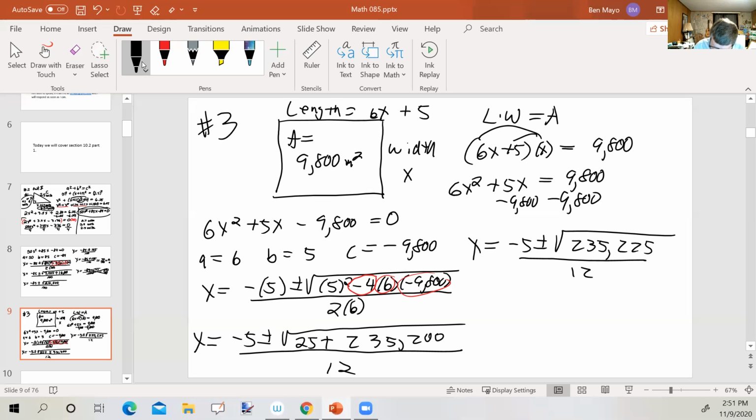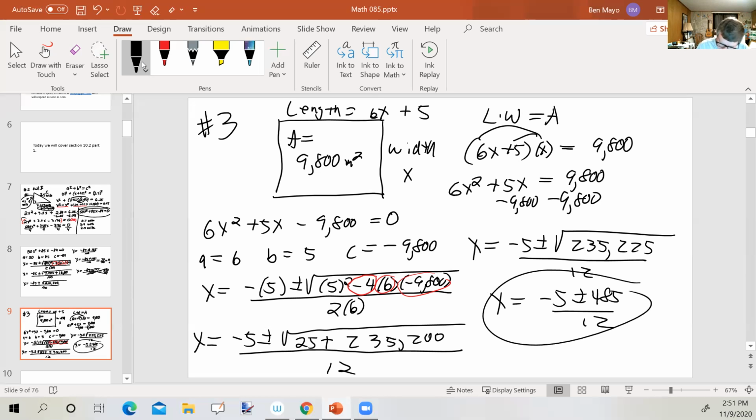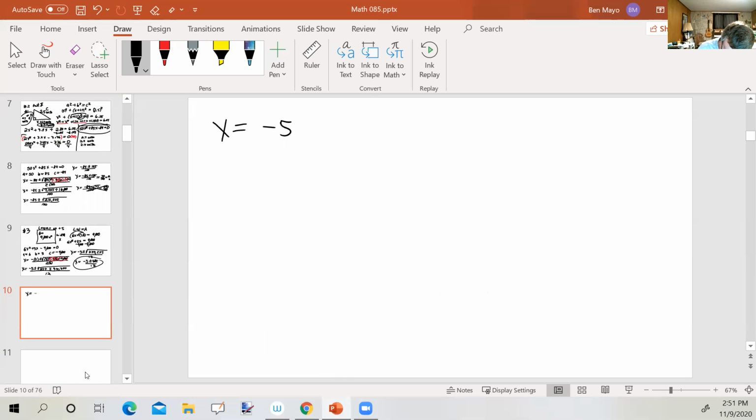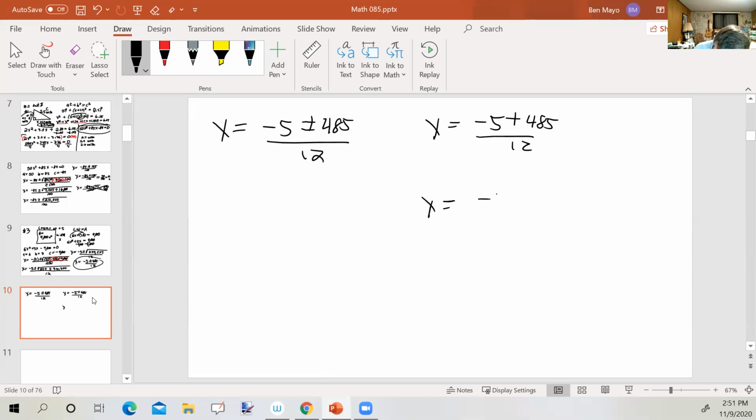235,225 all over 12. Now, this particular problem didn't say anything about rounding to the nearest 10th or 100th. So I'm guessing that the square root of 235,225 is going to be a nice number. Let's find out. Square root of 235,225, it's 485. So X equals negative 5 plus or minus 485 over 12. I'm going to copy that onto the next page. X equals negative 5 plus 485 over 12, or X equals negative 5 minus 485 over 12.